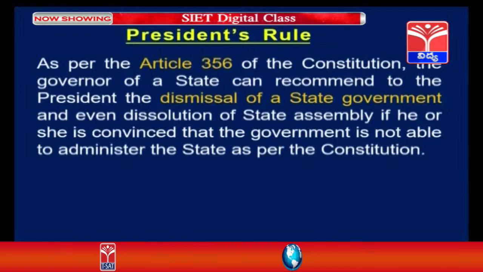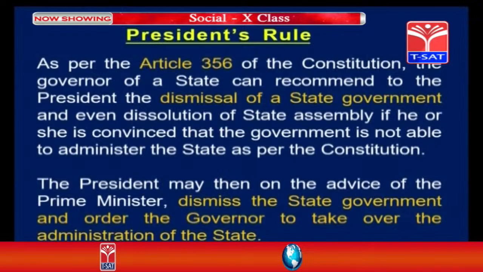President's rule, as per Article 356 of the Constitution: the governor of a state can recommend to the President the dismissal of the state government and even dissolution of the state assembly if he or she is convinced that the government is not able to administer the state as per the Constitution. And the President may then, on the advice of the Prime Minister, dismiss the state government and order the governor to take over the administration of the state.